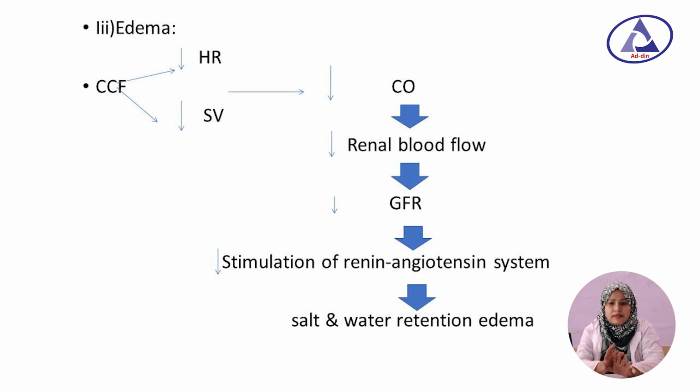Now, how does edema occur? Edema occurs due to congestive cardiac failure, which causes decreased heart rate and stroke volume, and as a result decreased cardiac output. As cardiac output decreases, there is decreased blood flow in the kidney, and decreased blood flow causes decreased GFR, glomerular filtration rate, in the kidney. And you know that when GFR is decreased, the renin-angiotensin system is stimulated, and there is salt and water retention. Salt and water retention causes excess edema.